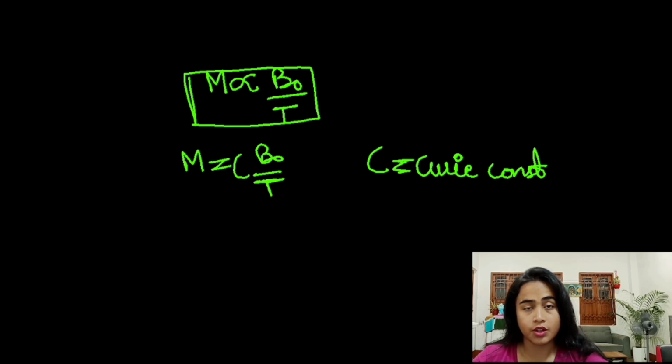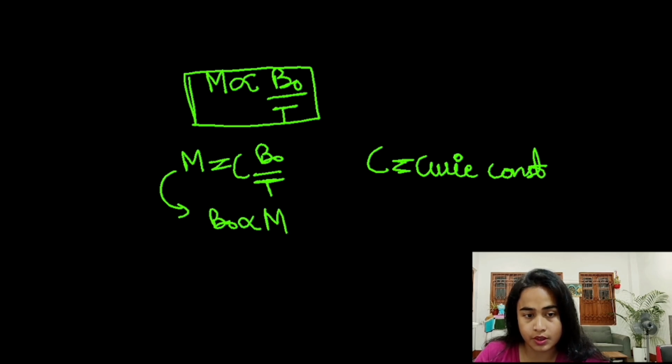So C is your Curie constant. This equation was introduced by Curie. This equation can be further understood like this. If I increase B naught, since B naught is directly proportional to magnetization, more number of magnetic dipoles are going to orient in the direction of magnetic field. So this is the first case.